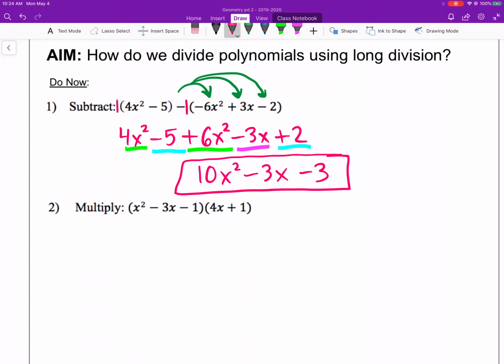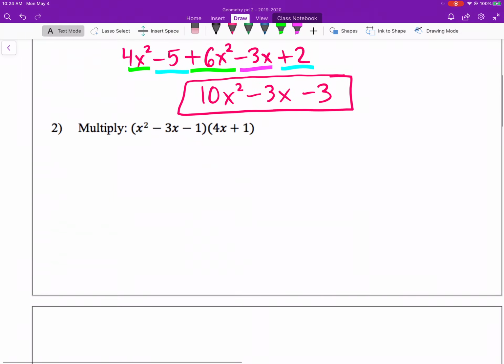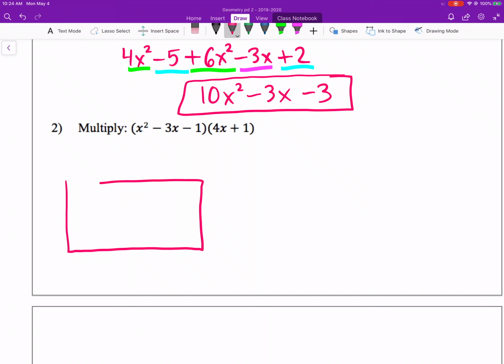So subtracting, if you ever see that, just think about you might have to distribute. So there is some multiplication involved, but the main idea here is combining your like terms. Remember, like terms have the same variable and the same exponent. Now multiplication, we have a trinomial times a binomial. And remember, we use the box method to multiply.